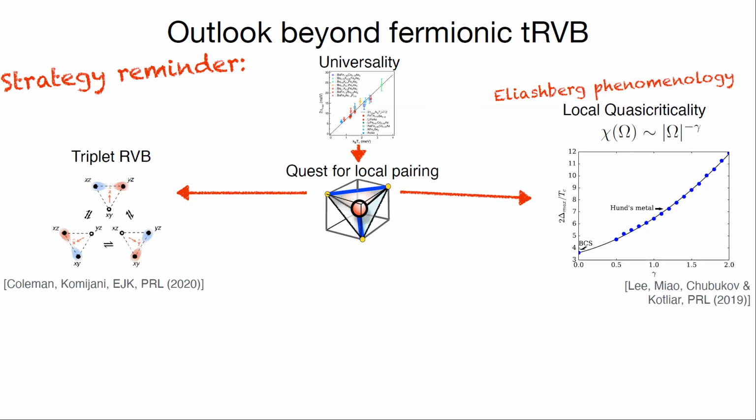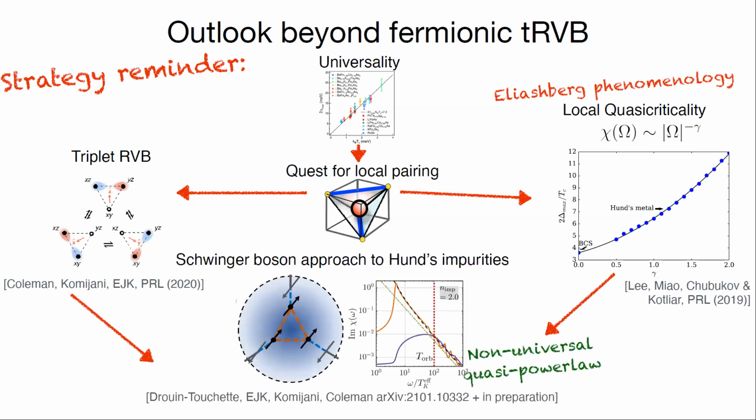So what we did recently is we went from this fermionic TRVB discussion to a Schwinger boson approach to Hund's impurities. I just wanted to flash very briefly that when you dope the system slightly and treat such Hund's impurities with Schwinger bosons, we do find quasi power laws with a power very similar to this one, which could potentially lead ultimately to this universal ratio of 2 delta over Tc. Good. So this concludes the part on triplet RVB theory.